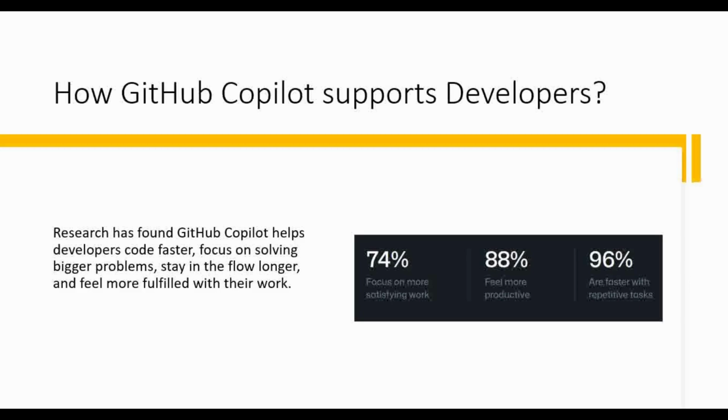This is the data that GitHub has already shared on its site. Research has found GitHub Copilot helps developers code faster, focus on solving bigger problems, stay in the flow longer, and feel more fulfilled with their work. Instead of writing the code from scratch or writing the logic line by line, if we give a suggestion or a prompt to the tool, it will automatically generate the code and give it to you, right?